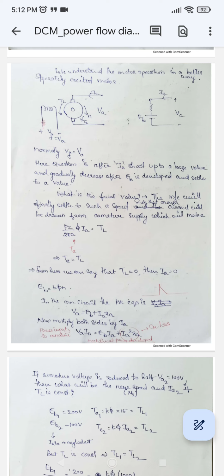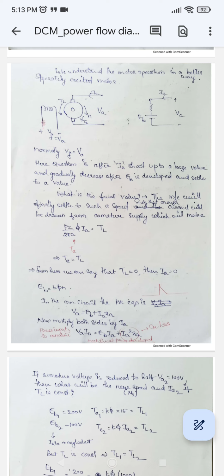Did you understand the point? See, to which value is the armature current going to settle after EB is developed? How do we find that out? That totally depends upon the load. So what is the load torque? To maintain that load torque, how much electromagnetic torque is required to be developed by the motor?